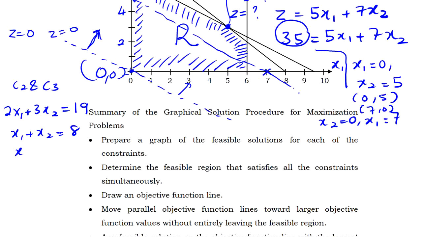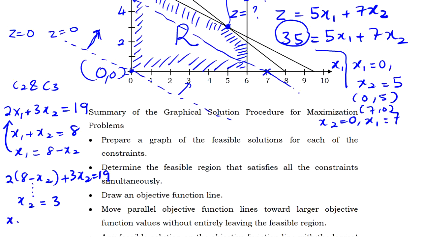So if we rearrange this one, you get x1 equals to 8 minus x2. And then if we substitute into constraint 2, you get 2(8 minus x2) plus 3x2 equals to 19. Simplify this, so we get x2 equals to 3. And then x1 is equal to 8 minus x2, which is 3. So you get x1 equals to 5.